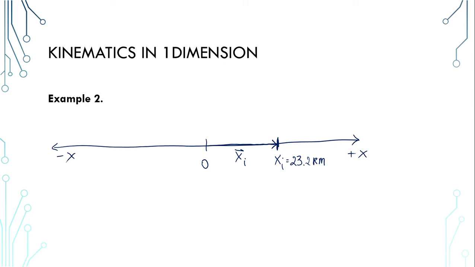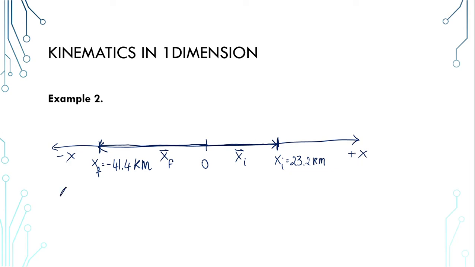At some time later, the plane will find itself to the left of the origin because it's moving west, and it's at a final position of 41.4 kilometers, which I'm labeling to be negative because by convention we chose left of the origin to be negative. And therefore, the final position vector is this one here.